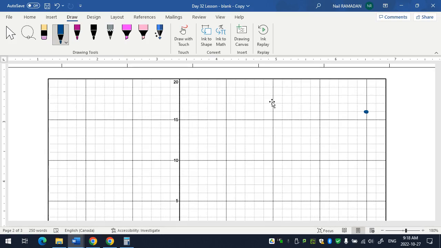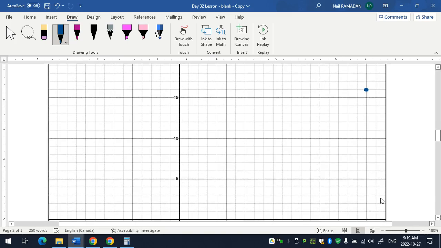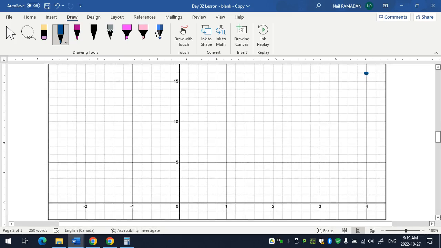Go ahead. Right there. 4, yeah, 4, you go up to 16. How about 3? You go up to what? 8. So on this line now, everyone, you have to go up to 8. So 1, 2, 3, 4, 5, 6, 7, 8.